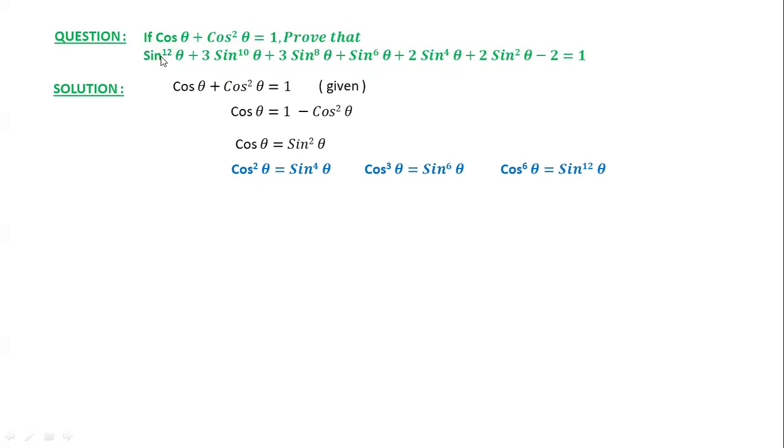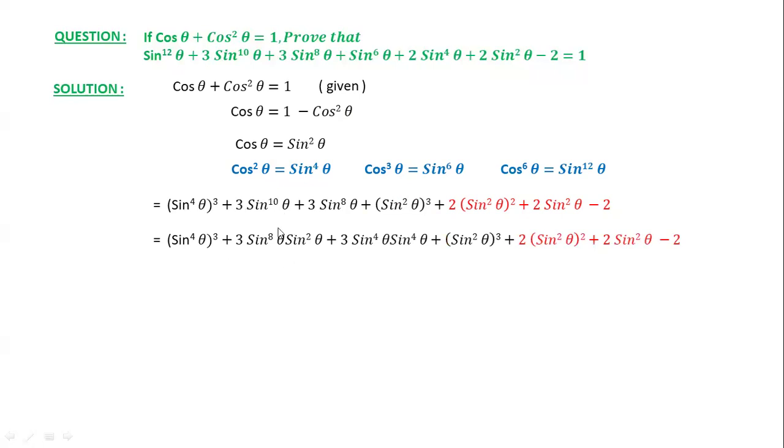Now, let's write this expression. Sine raised to 12 can be written as sine raised to 4 whole raised to 3, 4 3s are 12. And sine raised to 10 theta, 3 into sine raised to 8 theta, plus sine raised to 6 as sine square theta raised to 3, 2 3s are 6. And 2 sine square theta raised to 2, that is 2 2s are 4. And 2 sine square theta minus 2. Okay. Now, what is sine square theta? We know sine square theta is equal to cos theta. So if you put that, let us write this much.